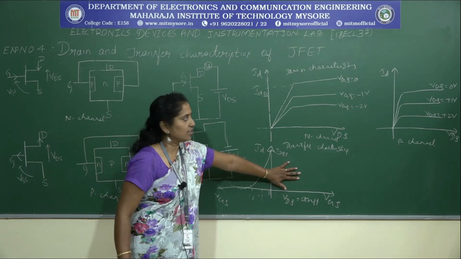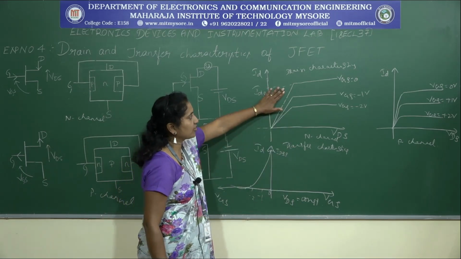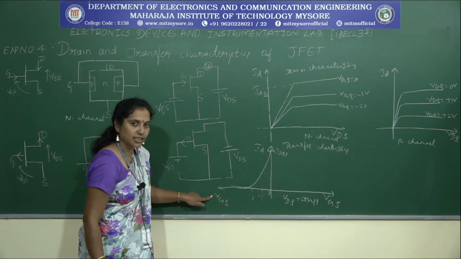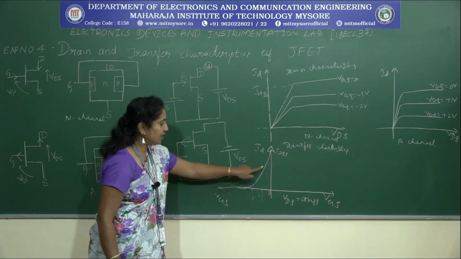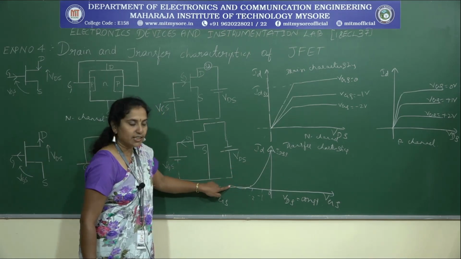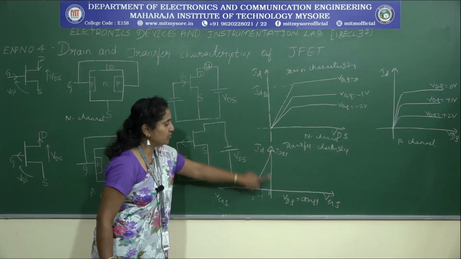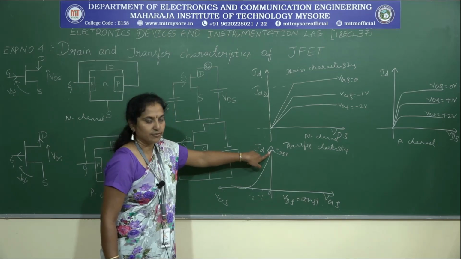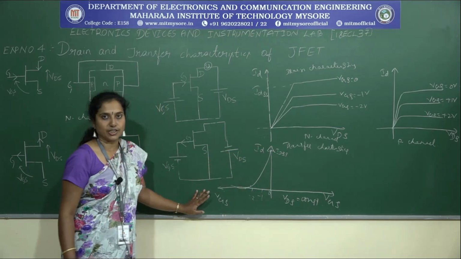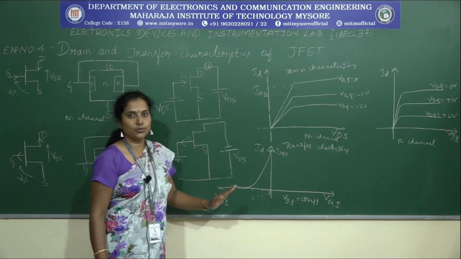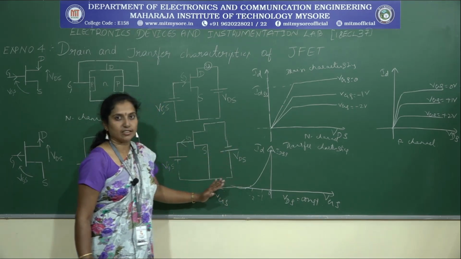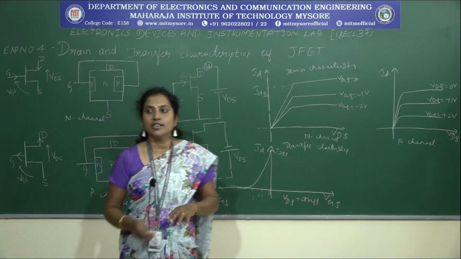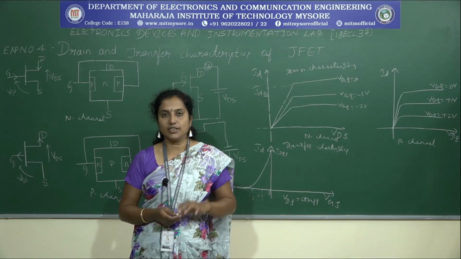The transfer characteristics are always in the reverse direction of the drain characteristics. When you increase VGS in the negative direction, ID also decreases. ID is maximum when VGS is equal to 0. This point we call IDSS. This is the observation of transfer characteristics. You have to now observe both the drain and transfer characteristics in LTSpice software. Let us go to LTSpice software. We will go with the lab session.